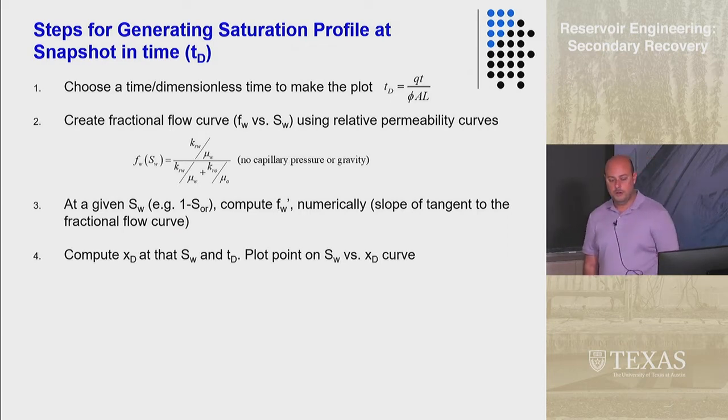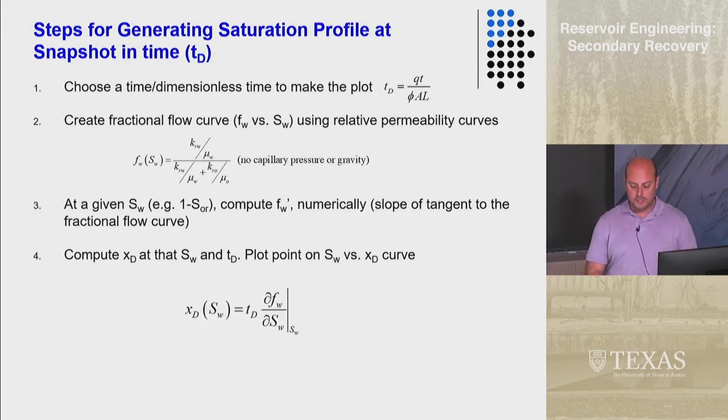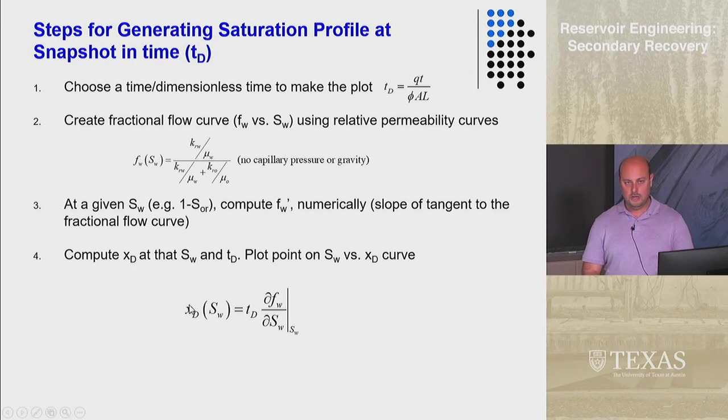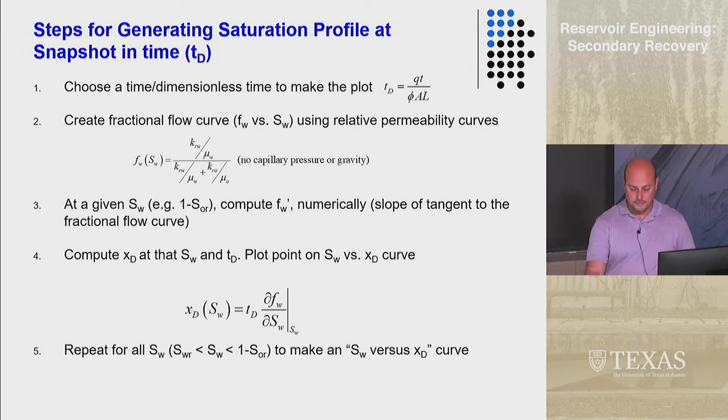Then you compute XD, the position, at that water saturation in TD. Remember, the formula looks like this. So I chose a TD, that was step 1. I calculated the derivative at a particular saturation, that was step 3. I multiplied the two together and I get my position. So now I plot my point. I chose a saturation, I calculated an XD, and I plot that point. And I repeat that process for a bunch of different points. Repeat that for all water saturations.